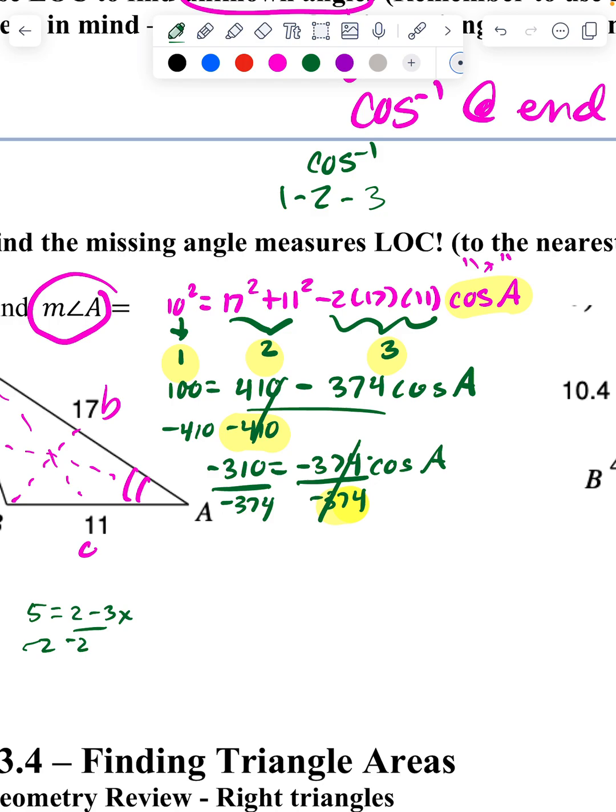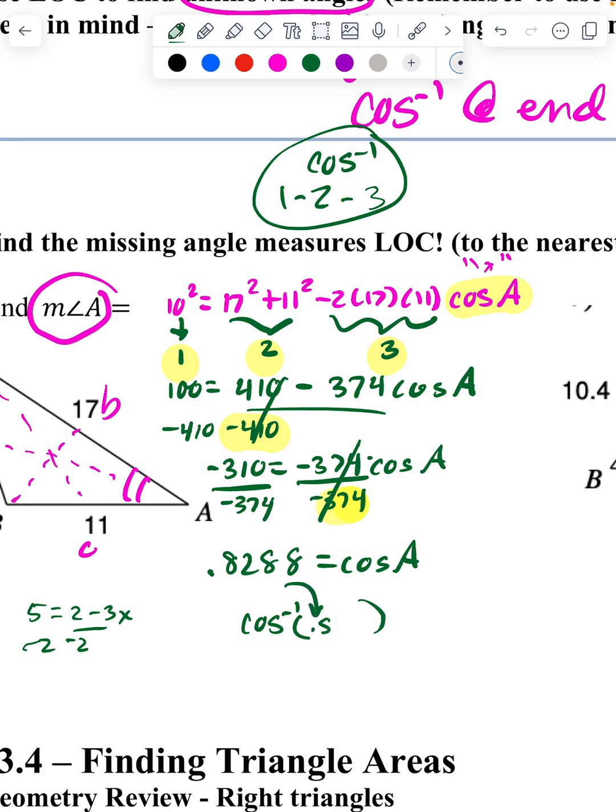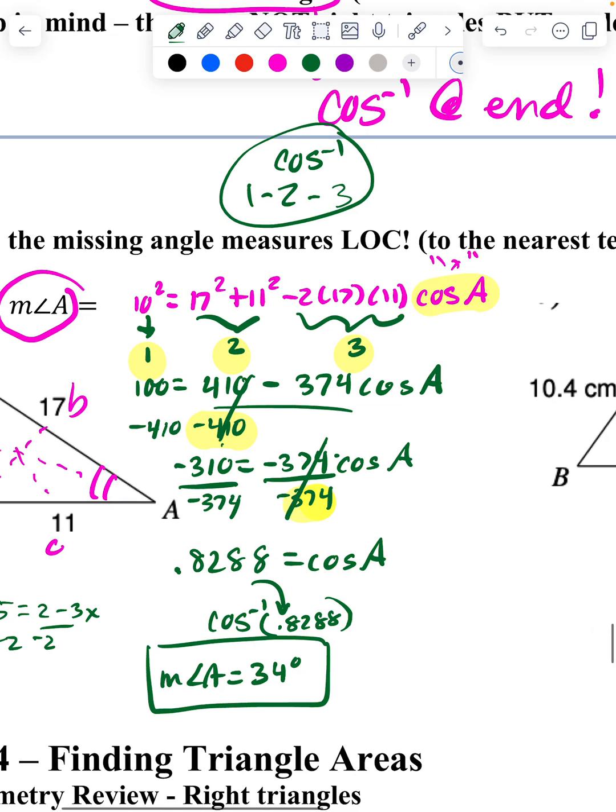At that point, I'm going to get a weird decimal, because when I divide negative 310 by negative 374, I get 0.8288-ish. That is not my angle, that's the cosine of my angle. And I remind myself, hey, I'm finding an angle, so I need to do cosine inverse of that decimal. When I do, I get a 34-degree measure for angle A. So it's always the same process. The 1, 2, 3 waltz, subtract the first number, divide by the one attached, cosine inverse.